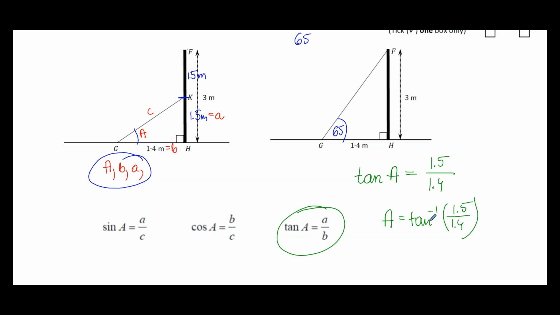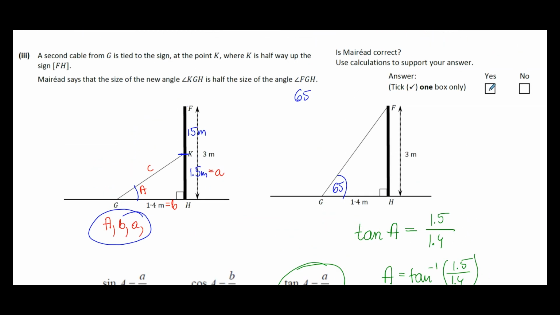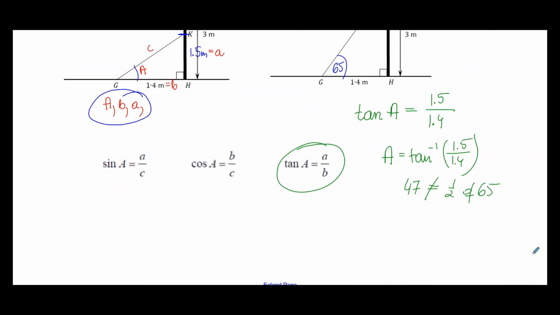We press equal, and the number we are getting is what? 47. And 47 is not half of 65, isn't it? So we are saying no, she is not correct. And that's our calculation to prove that.